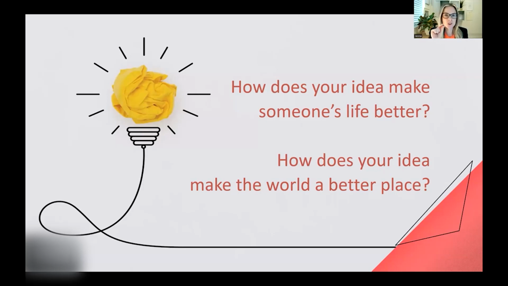But if you can make even just a small change or a small impact on someone else or the world, then that's going to be a big difference. It doesn't have to be this groundbreaking thing that you're doing, but it's going to have some sort of positive impact, which is probably why you came up with the idea in the first place. So just think about that as we start to go through the rest of this part of the course.